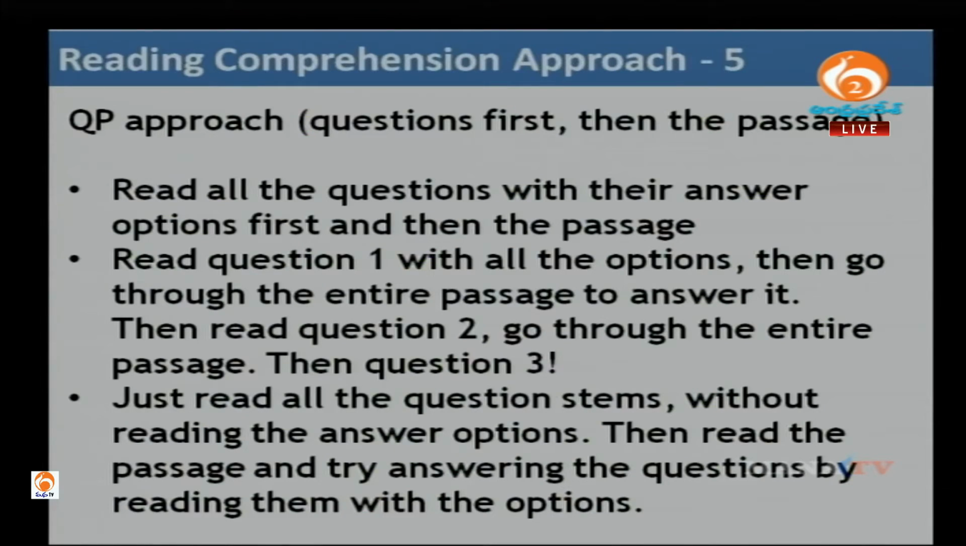Read question 1 with all the options, then go through the entire passage to answer it. Then read question 2, go through the entire passage, and then answer question 3, sorry.